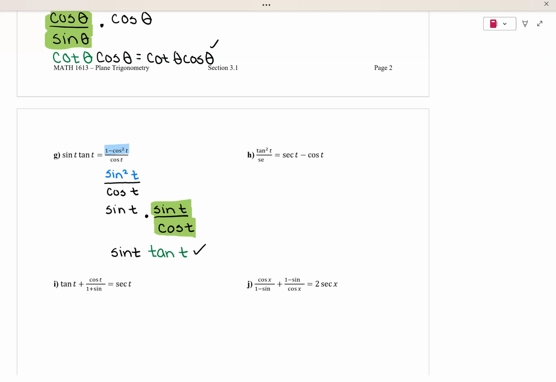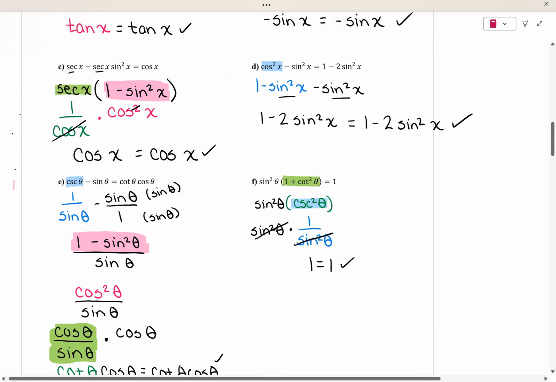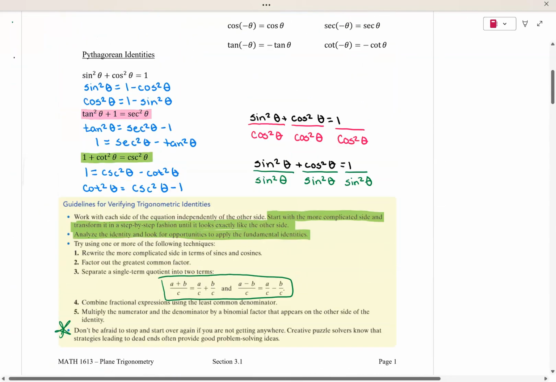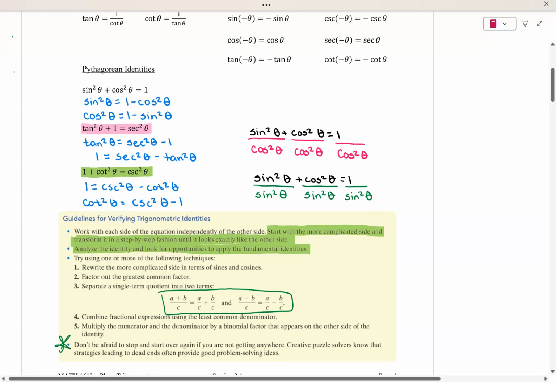Okay, let's look at this next one. Oh, mine printed funky on this one. So this should be secant of t. So we have tangent squared of t over secant of t equals secant of t minus cosine of t. I say let's try to do that top one, or the left-hand side, and focus on that top, because we know tangent squared is equal to secant squared minus 1. So let's try that first.